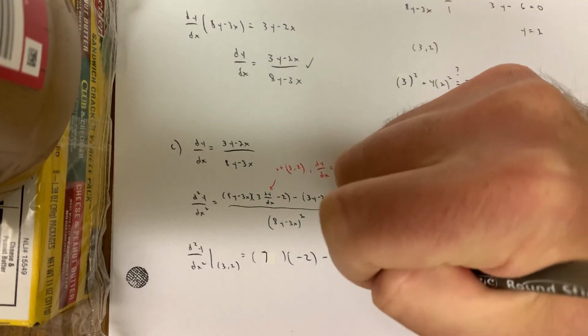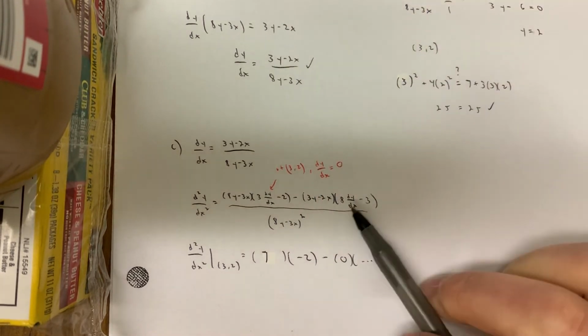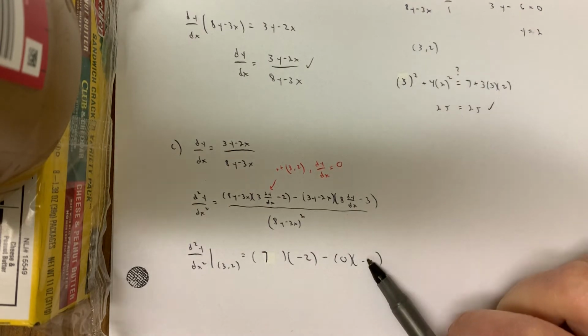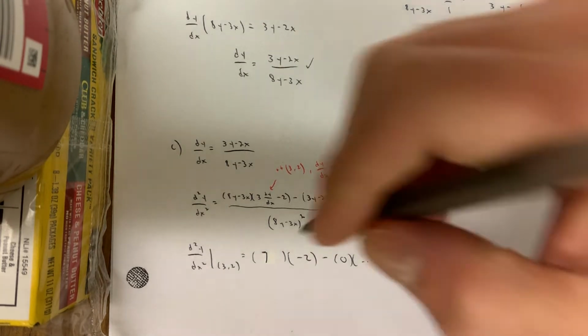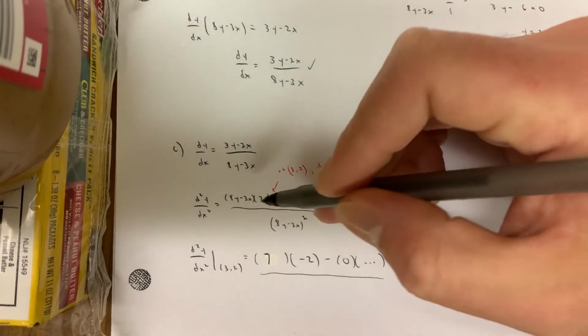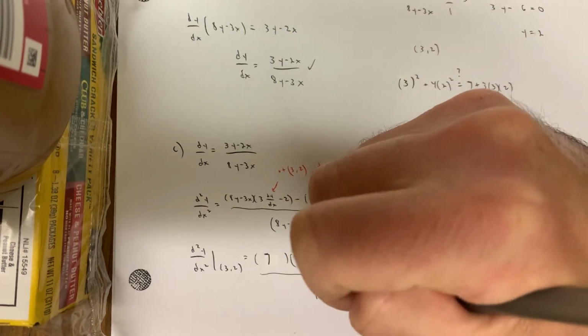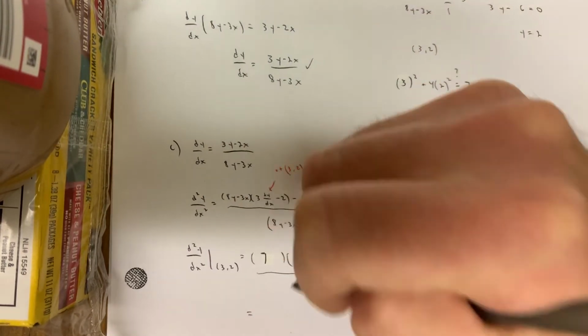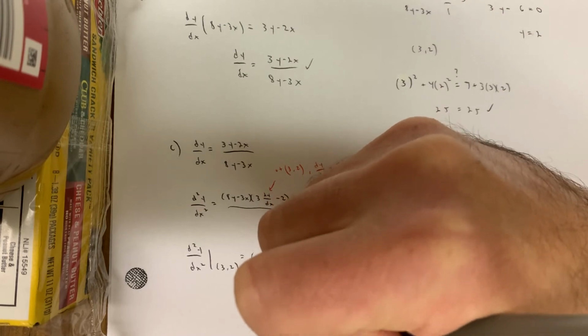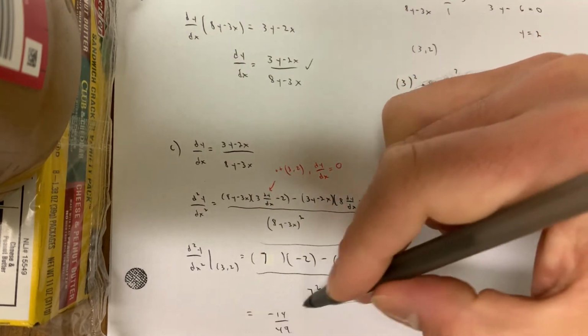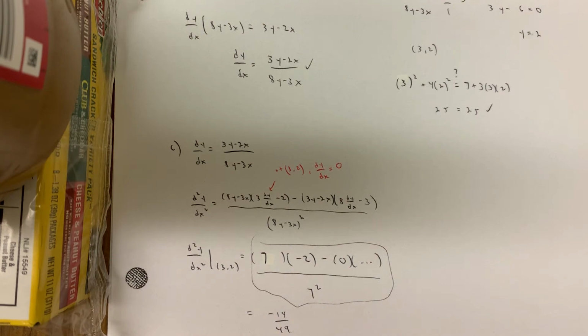You get 0, which means it doesn't matter what you get here. You get a negative 3, but it doesn't matter because you're going to multiply it by 0. Anyway, it's going to get wiped out. And down here, we already did this. We got 7, so 7 squared down here. So we actually end up with negative 14 49ths. Technically, you could leave it this way. You would not be incorrect. It's the same exact thing.